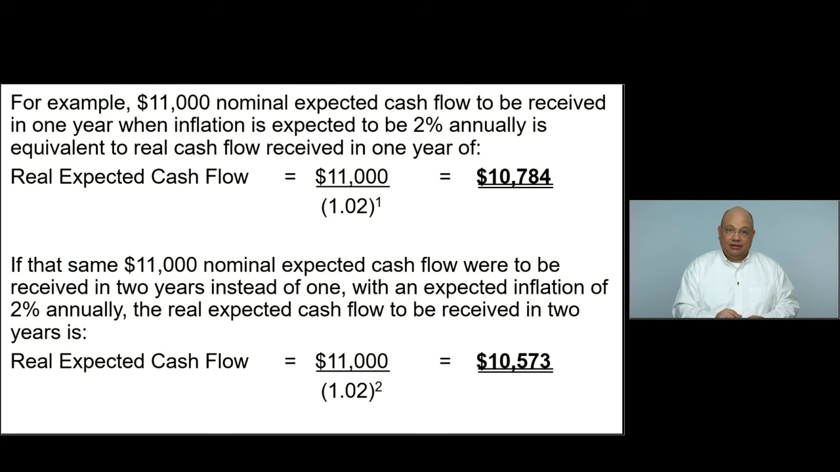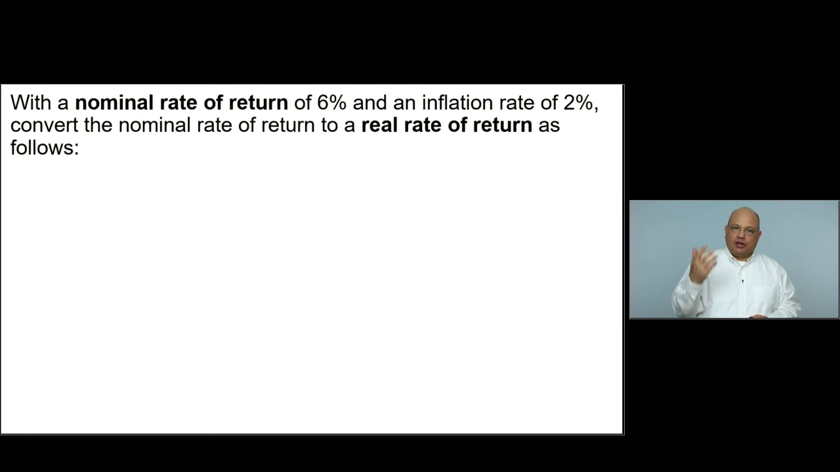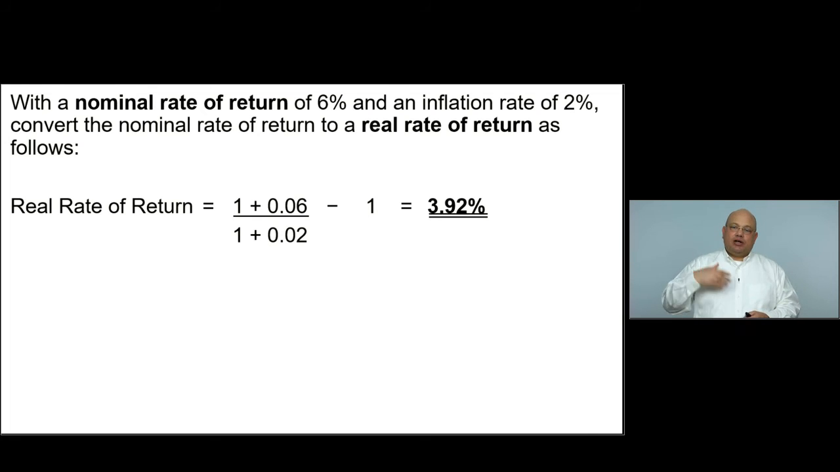Now the next thing is to convert the nominal to a real rate. Okay? Not cash flows, but an interest rate. To do that, the math is simple. 1 plus the nominal rate divided by 1 plus the inflation rate, minus 1. So we've got a simple formula here just to convert the rates. So with a nominal rate of return of 6% and an inflation rate of 2%, we convert it: 1 plus 0.06 divided by 1 plus 0.02 minus 1 is 3.92%.